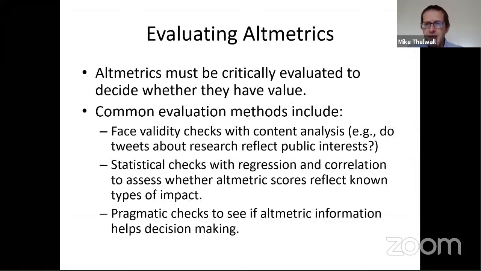So the common evaluation methods that we use for altmetrics are, first of all, face validity checks with content analysis. So in other words, we check to see if, for example, tweets are academic research, do they reflect other academics tweeting about research or the general public tweeting about research? Do they reflect interest in research or jokes about research? So we need to read a sample of tweets about academic research to decide whether counting these tweets reflects public interest, academic interest, or something else.